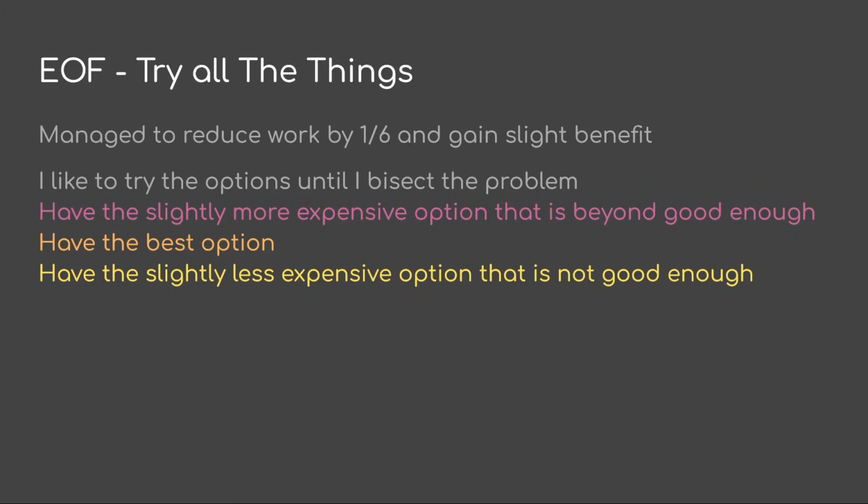So if there's any theme here, it is try all the things. Managed to reduce the work by 1/6 and got a slight benefit. I personally like to try all the options until I bisect the problem. Thus have a slightly more expensive option that is beyond good enough, have the slightly less expensive option that is not good enough, and then figure out the one that's in the middle of that.